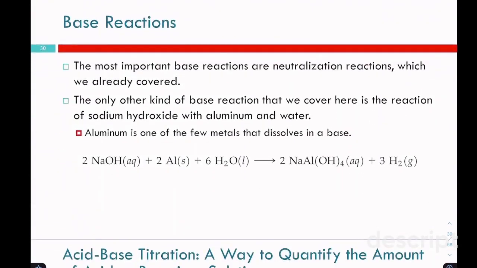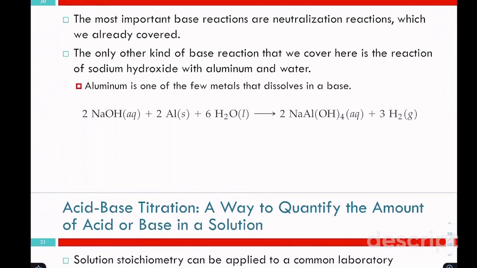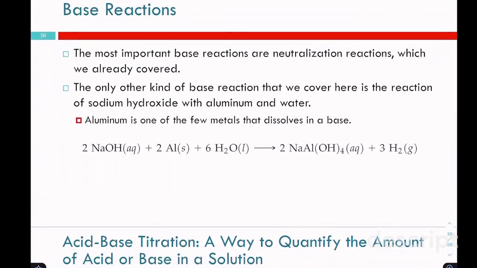So the most important base reactions are neutralization reactions, which we did already talk about. And again, we're just going to mention this before moving on. The only other kind of reaction that's covered in the book is sodium hydroxide with aluminum and water. If you react sodium hydroxide with aluminum and water, you get this aluminum complex, which is soluble. So you can dissolve aluminum in strong base and water. Most metals don't dissolve when you add base. Aluminum is one of the few.